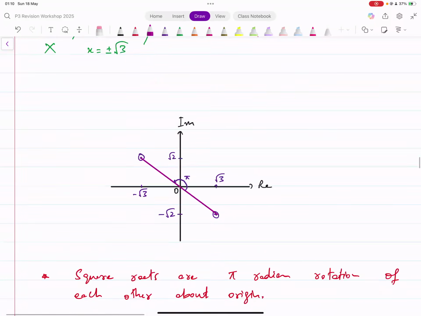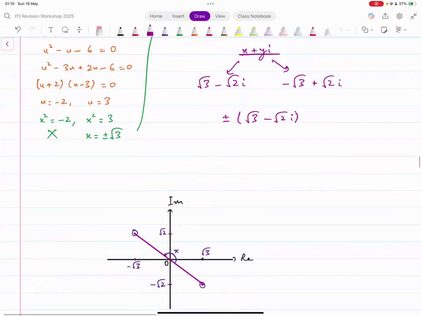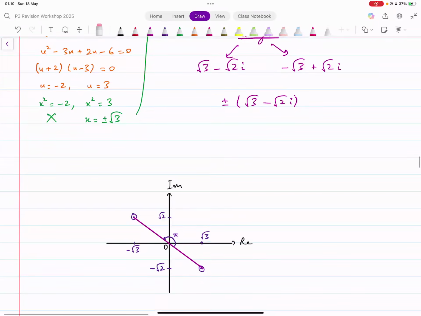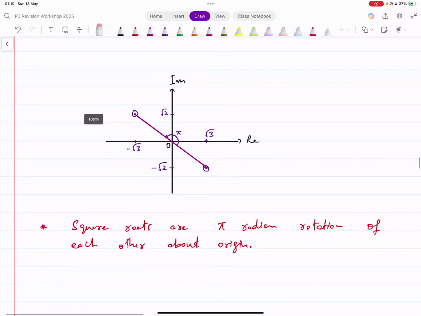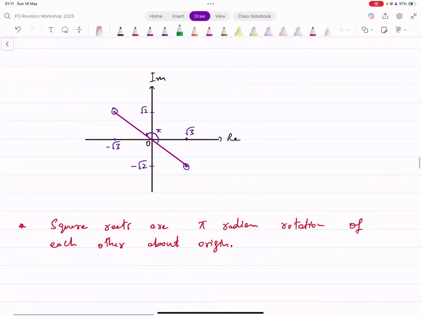So let's actually plot them on an Argand diagram. One was root 3 minus 2 iota. So one square root is here, and the other square root is here, minus root 3 plus root 2 iota. Now, what's the relation between them? How are they connected to each other? These square roots are a 180 degrees or pi radian rotation of each other about the origin. Square roots are always a pi radian rotation of each other about the origin.